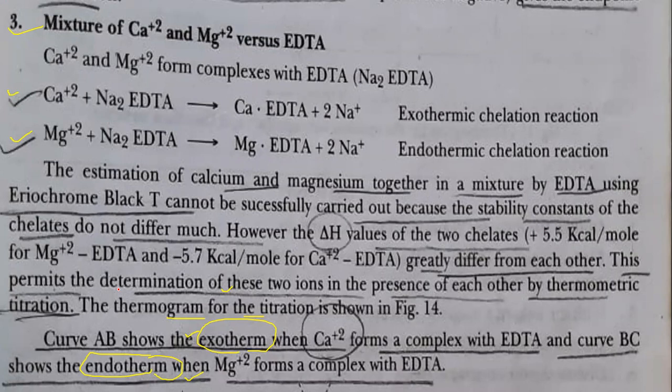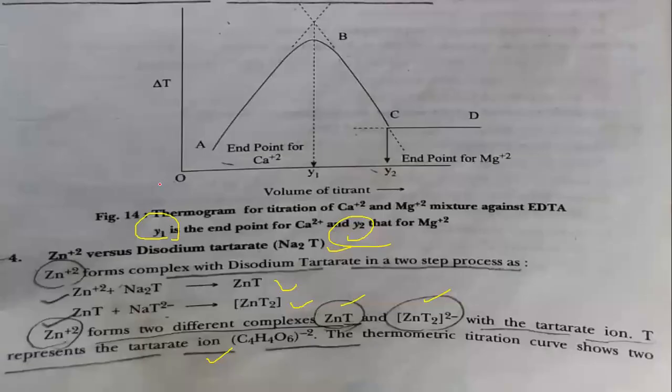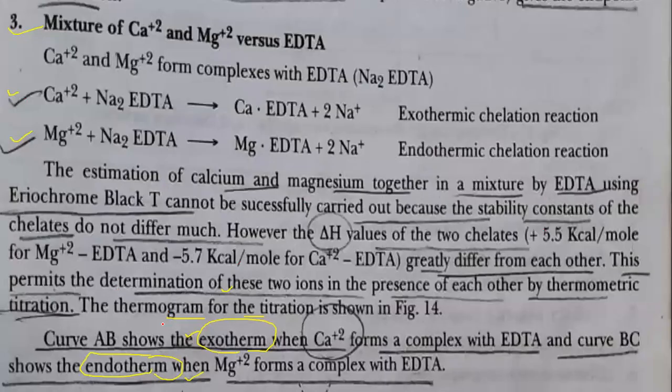However, the delta H values for the two chelates are plus 5.5 kilocalories and minus 5.7 kilocalories. So they differ greatly from each other. This permits the determination of these two ions in the presence of each other by thermometric titration. The thermogram for the titration is shown in the figure, in the next slide. This is the thermogram for the titration.